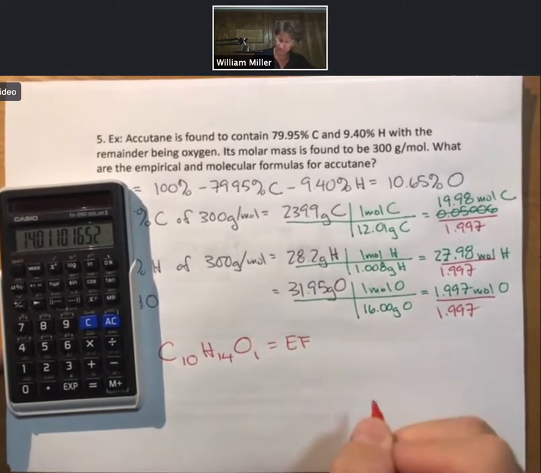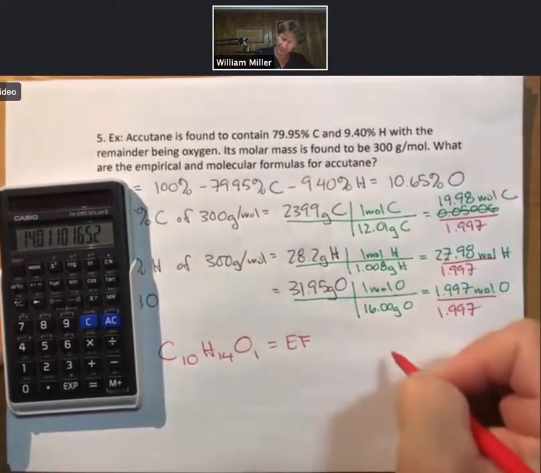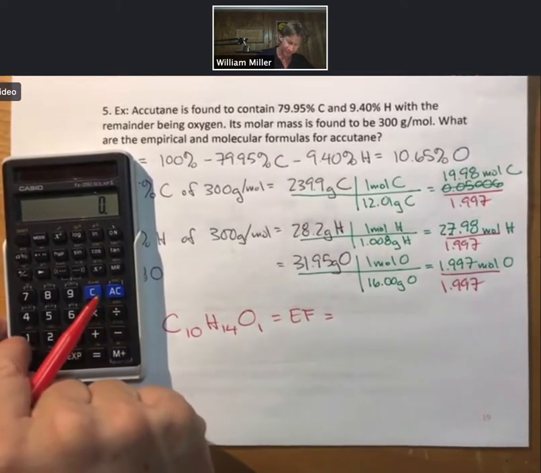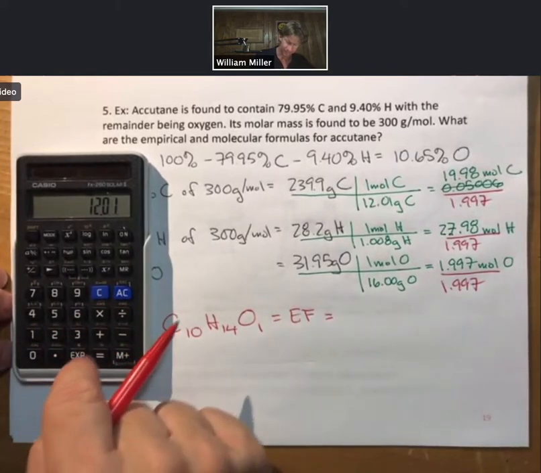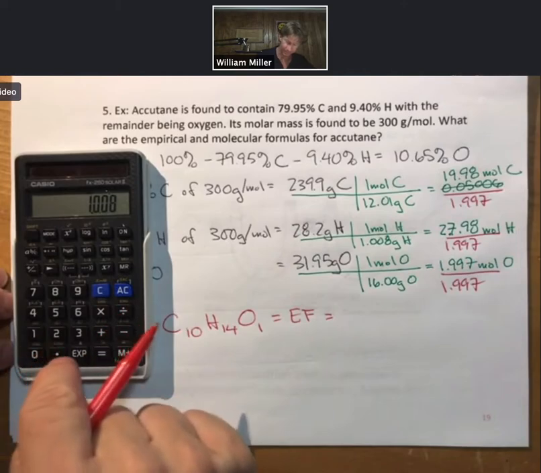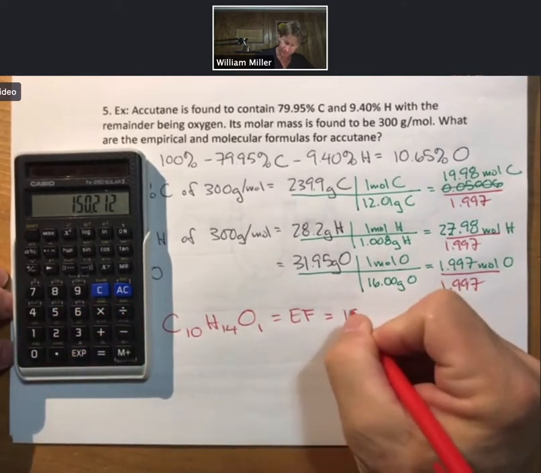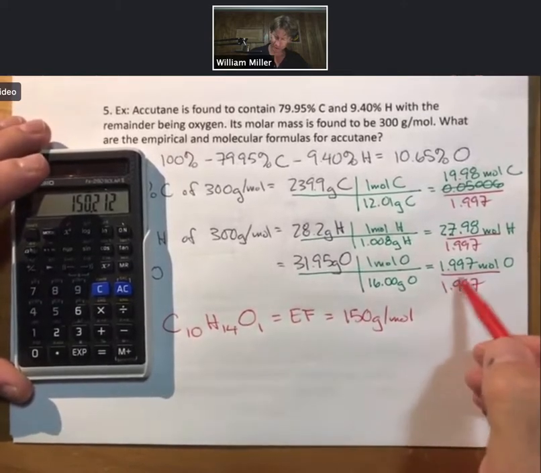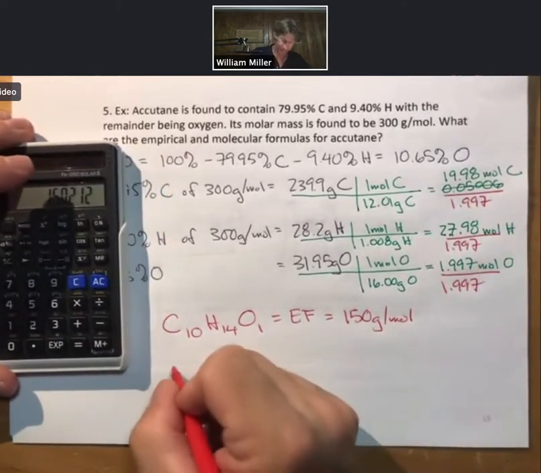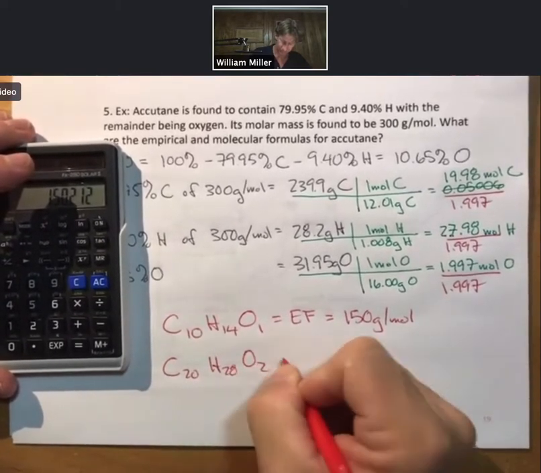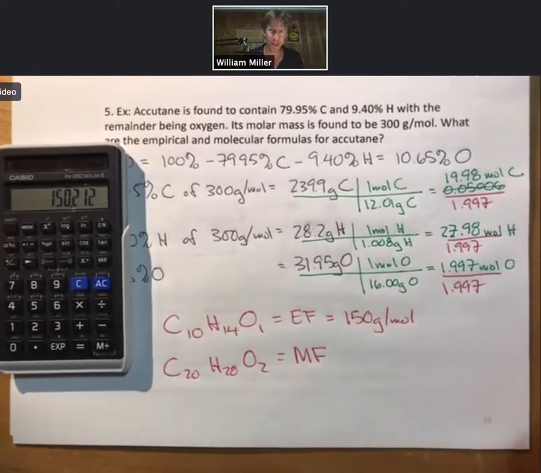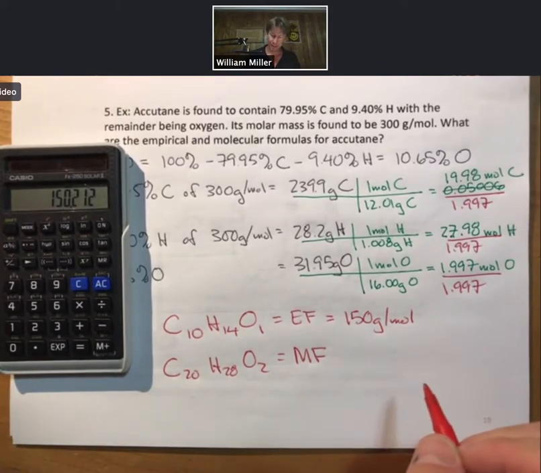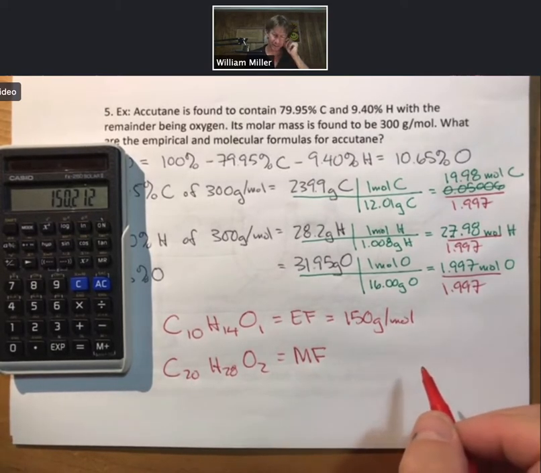That's our empirical formula. We used the 300 to get these masses. We can also show that the empirical formula molar mass is going to be 10 times 12.01 plus 14 times 1.008 plus 16 times 1. That's 150 grams per mole. That means that if we double these, which is 20, 28, and 2, either way you do it, you come out with C20H28O2 as the molecular formula. It has a molar mass of 300 grams per mole, and we're feeling pretty good about that. Very nice.